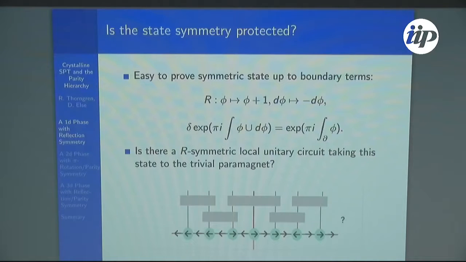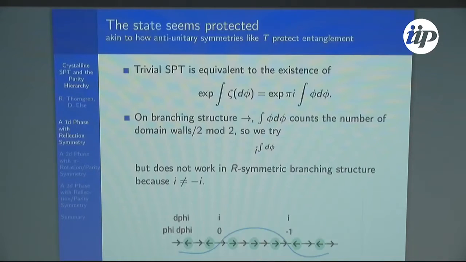Okay, so this is a question we like to ask, and we can prove it by thinking about what a reflection symmetric unitary circuit has to look like for this kind of state, and it turns out it has to just be a phase. And it has to be a phase that only depends on the difference between the two spins. It can't depend on the two spins individually, because that's changed by the reflection operator.